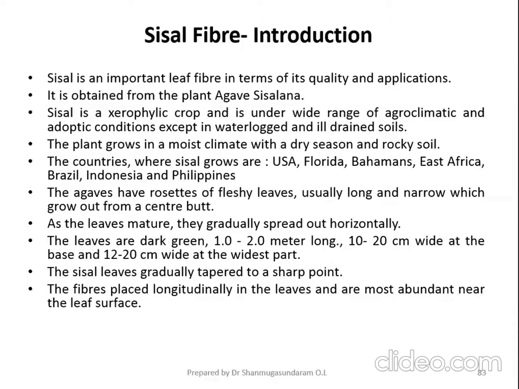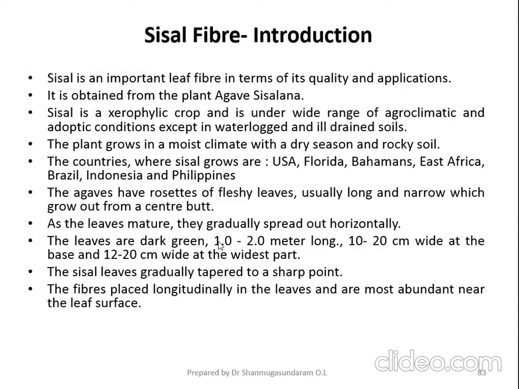It grows under a wide range of agroclimatic and adaptive conditions, except in waterlogged and ill-drained soils. So no specific climatic condition is needed for the sisal plant. It can grow even in desert areas. The plant grows in moist climatic conditions with a dry season, and even in rocky soil. The countries where the sisal plant grows are USA, Florida, East Africa, Brazil, Indonesia, and Philippines. These are all the countries where this sisal plant is cultivated.